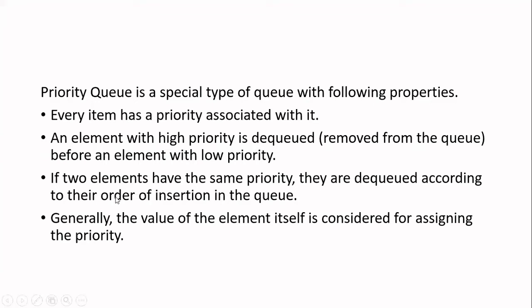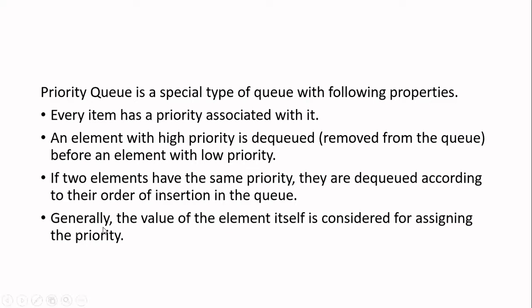Suppose if I have two elements with the same priority, which one I have to remove? In that case, you have to follow in which order they have been inserted into the queue. When there are two or more elements with the same priority, you have a tie. In that case, go for the time at which they have been inserted into the queue.